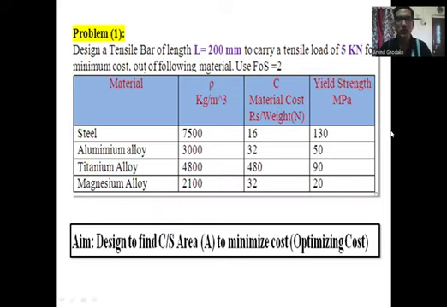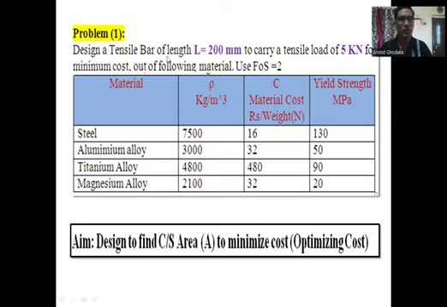Welcome in subject mechanical system design. Today we will see the problems on unit number 6, that is optimum design. So the problem number 1 we will discuss first. So the statement of problem number 1 is as follows.